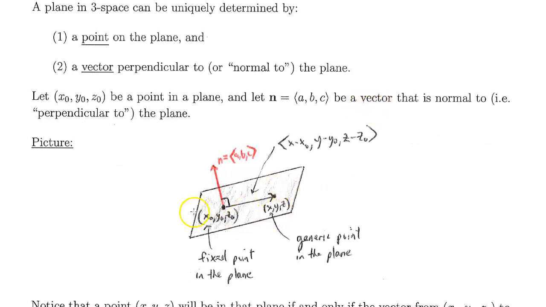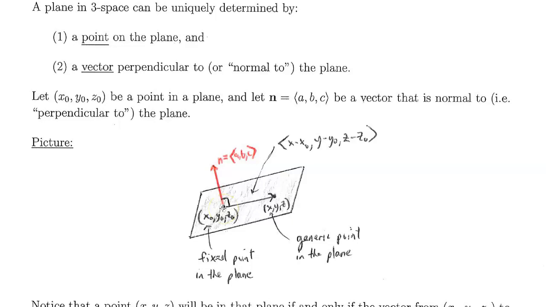So what do we mean by this? I've drawn a plane here, and we have a point x naught, y naught, z naught that's on this plane. In fact, you can imagine there are lots of planes that would contain this point, right? You can imagine this plane rotating or wobbling around this point. There are lots of planes that go through that. I've just drawn one plane in particular that goes through that point.